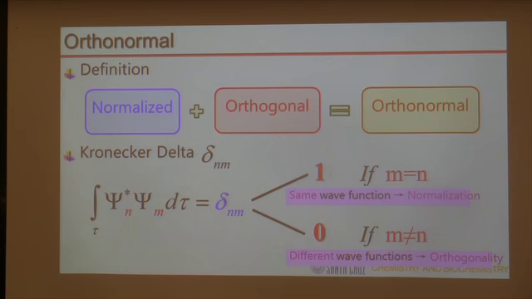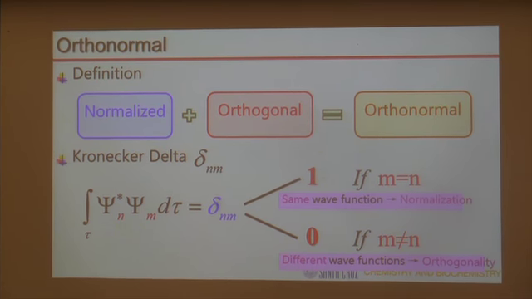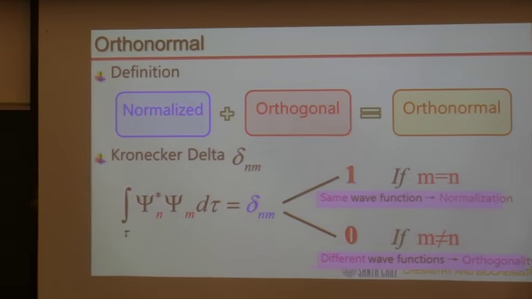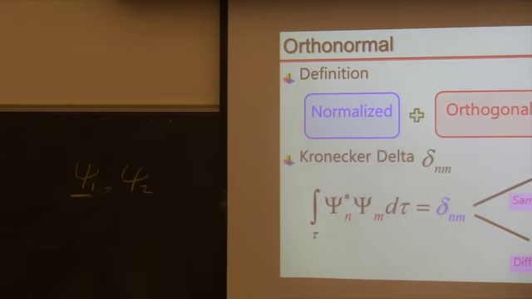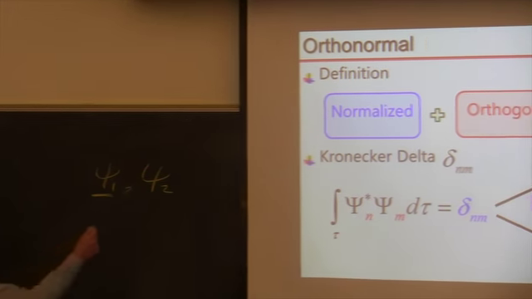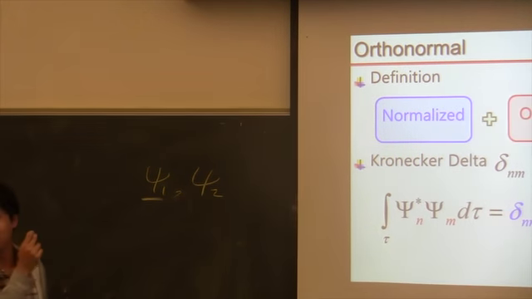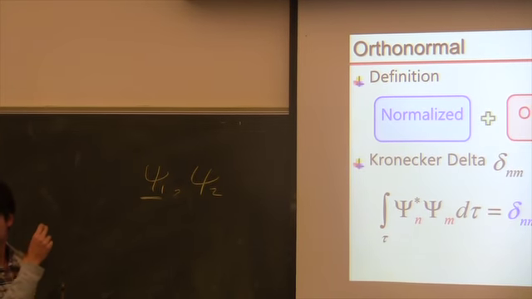So if we have a question asking you to prove that two wave functions are orthonormal, how many integrations do you need to evaluate? Three? What are the three? Normalizing each one of those.